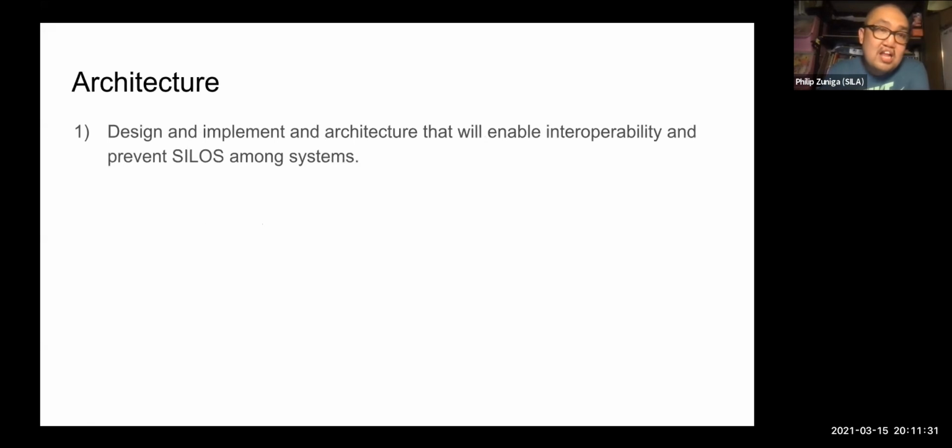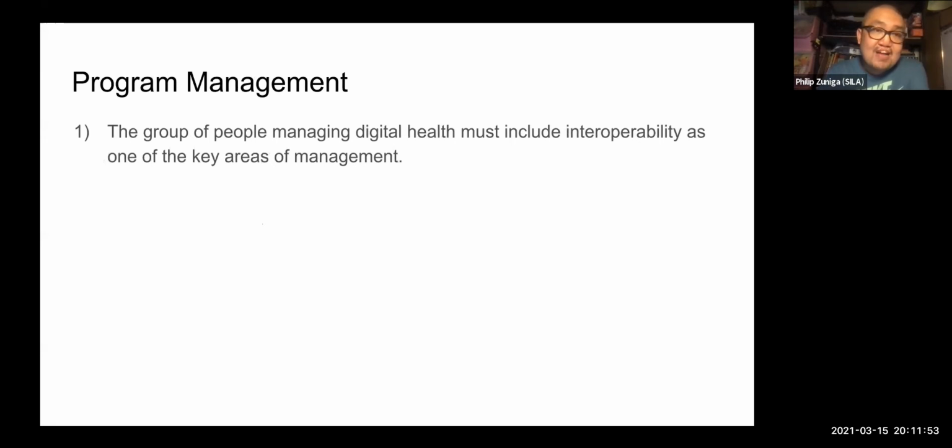Number two is architecture is important. We cannot just implement solutions without thinking how they will connect with one another in the future. It is important for us to design and implement an architecture that will enable interoperability and prevent silos among the different systems. Number three is program management. There should be people who will manage the digital health, and they must include interoperability as one of their key areas of management. So if you are seeing, we are repeating gaps again: governance, architecture, program management.